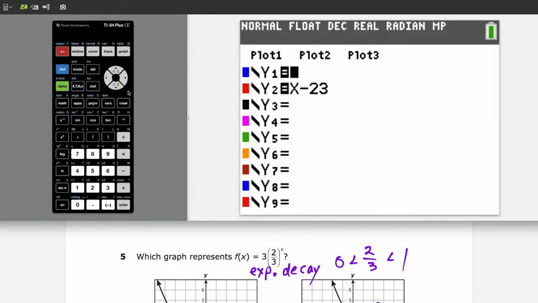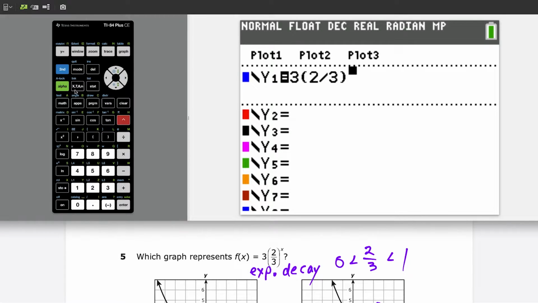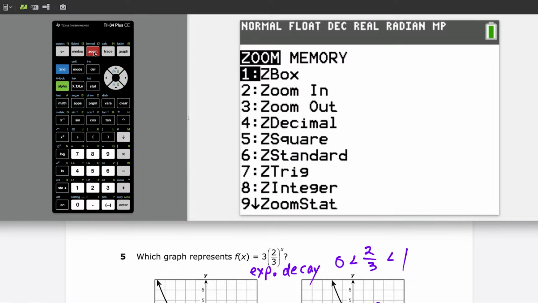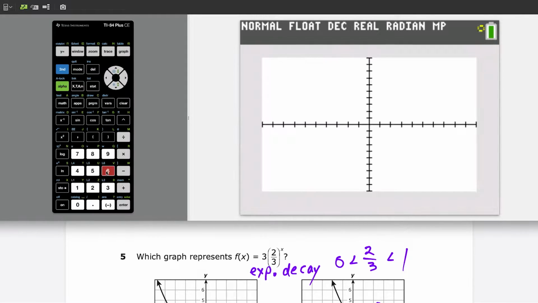But of course, if we just want to use the calculator, we could go over to the y equals and we clear out what we had from before. And I could just type in 3 times parentheses 2/3. I close the parentheses and I'm raising this to the x power. And now my graph is going to be all out of whack. So I'm going to press zoom 6 to put it back to standard here.